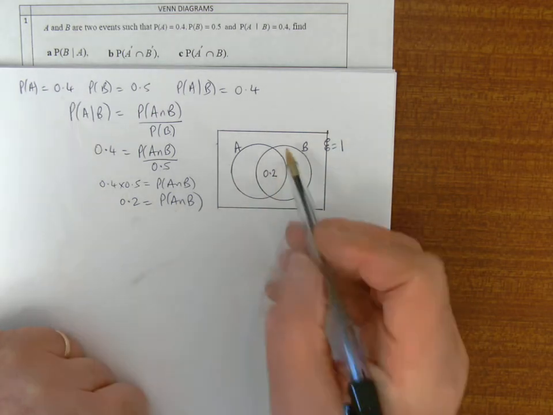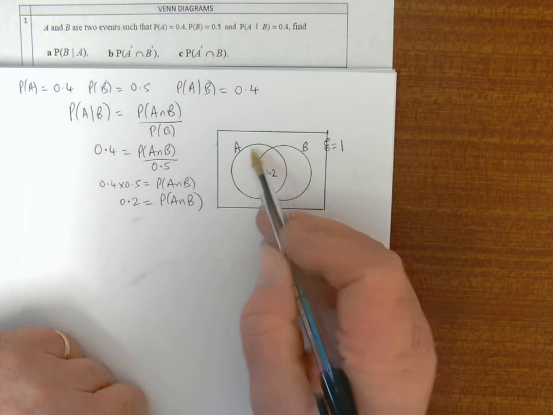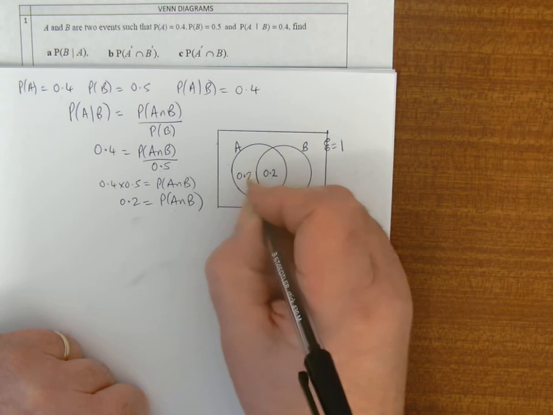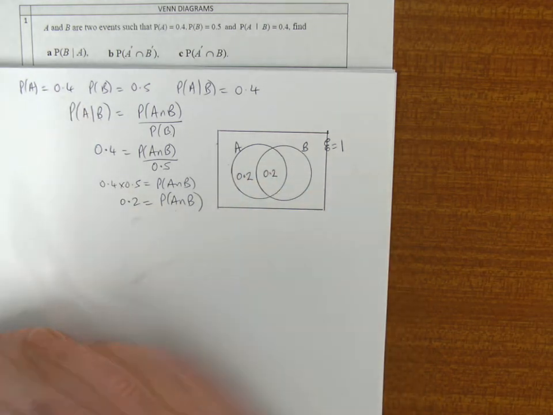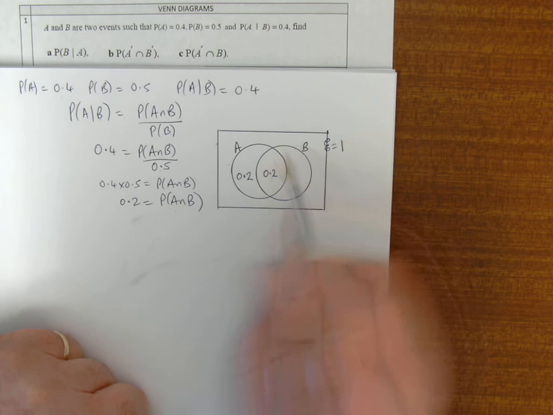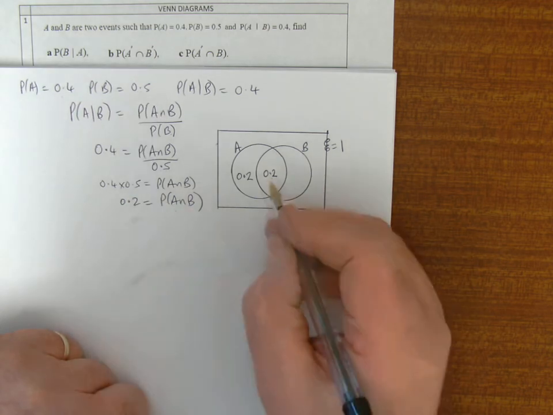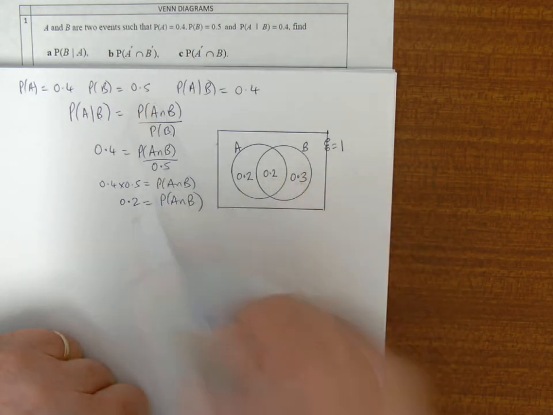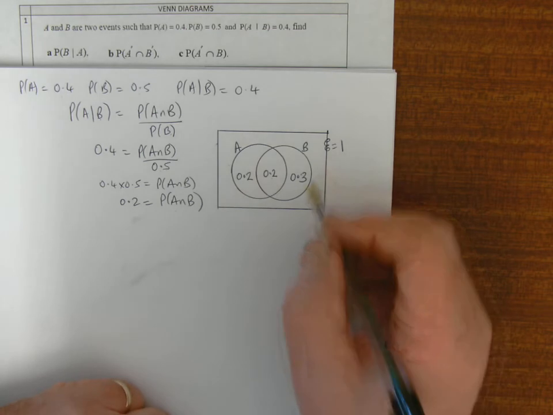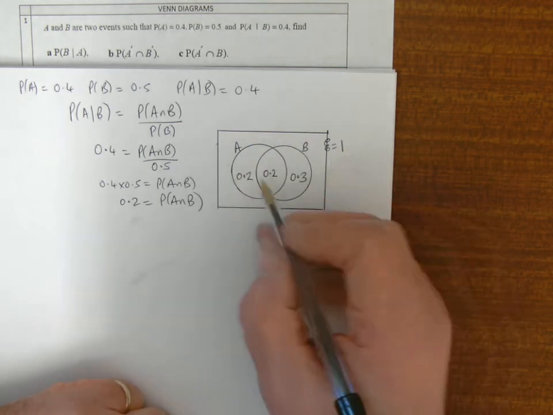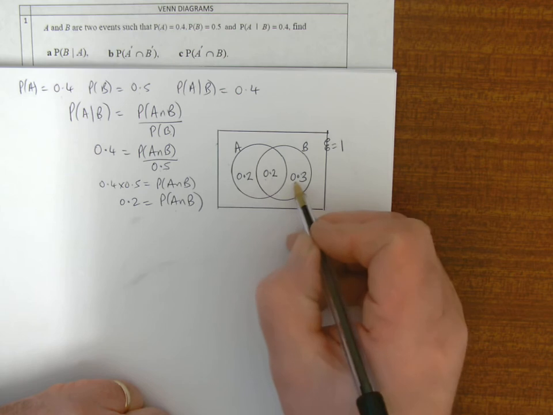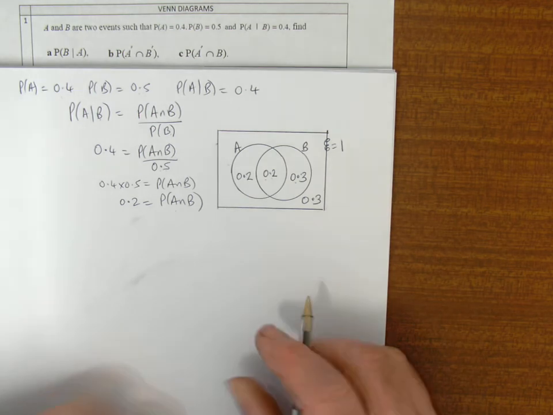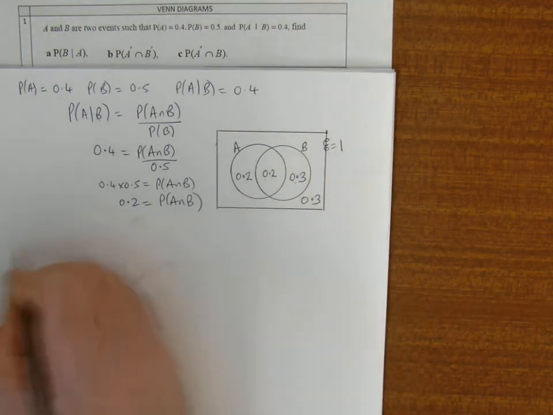Probability of A is 0.4. So everything in that circle A is 0.4. There's two parts to it. I've used a 0.2, so the other part must also be 0.2, so they combine to make 0.4. For B, probability of B, the circle B has to add up to 0.5. I've used 0.2, so this part must be 0.3, so these two combine to give you 0.5. Okay, the whole rectangle has to add up to 1, so I've got 0.2 and 0.2 is 0.4, and 0.3 is 0.7, so the part outside must be 0.3.